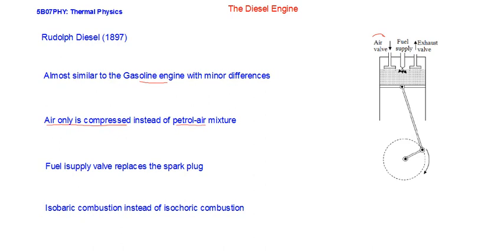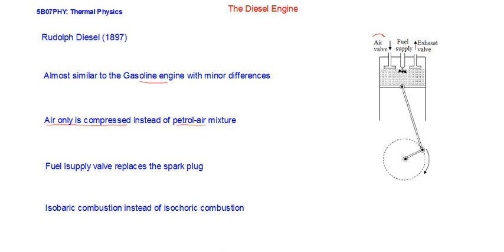So that is a major difference that you have to always remember when compared to a gasoline engine, where the petrol-air mixture is compressed in the adiabatic compression stroke. In the case of a diesel engine, air only is compressed during the compression stroke. That is a major difference.